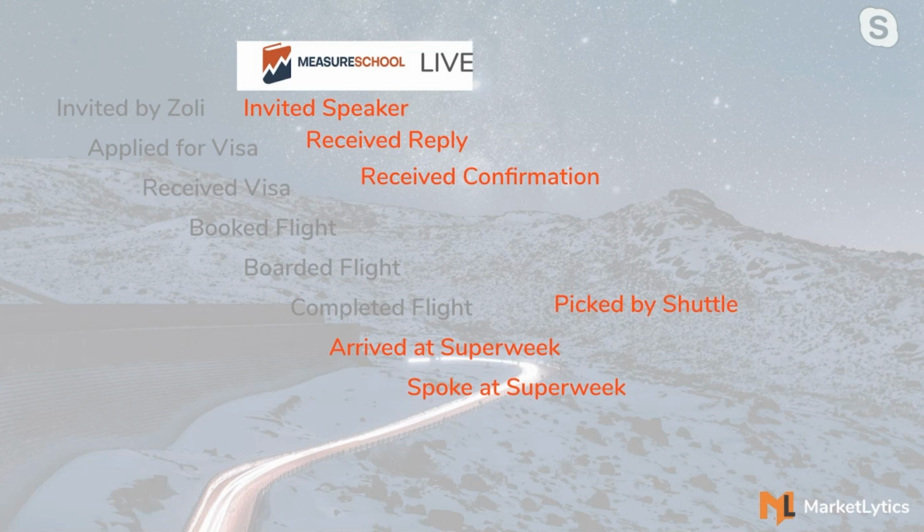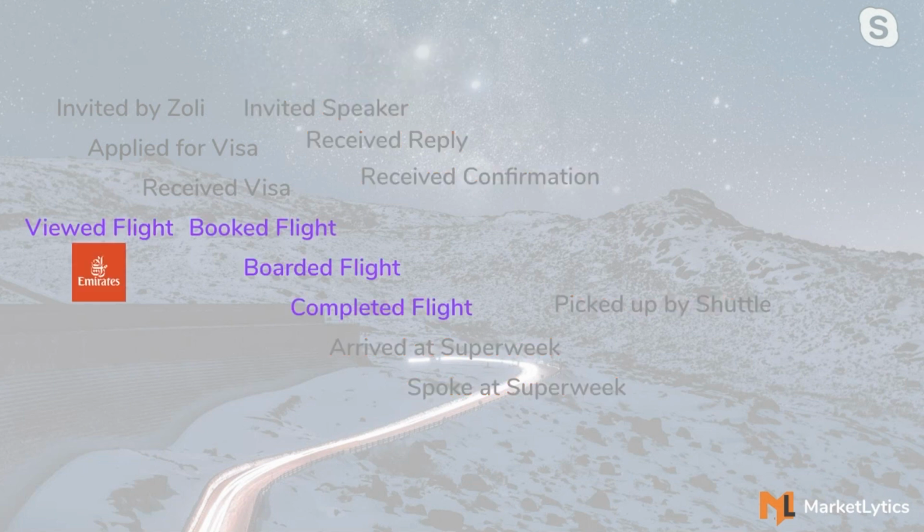But each of them would look at the data from their perspective. And if I'm actually booking a flight and I use Emirates.com as an example, this is the journey that they would see. I view the flight, I book a flight, I board the flight, and I complete it. Some of these things, as digital analysts, we are very used to seeing, like viewing a flight and booking a flight. But boarding and completed are more business-related things, right? Which do not really come to us. But if we could, it would complete the journey in a lot more detail.